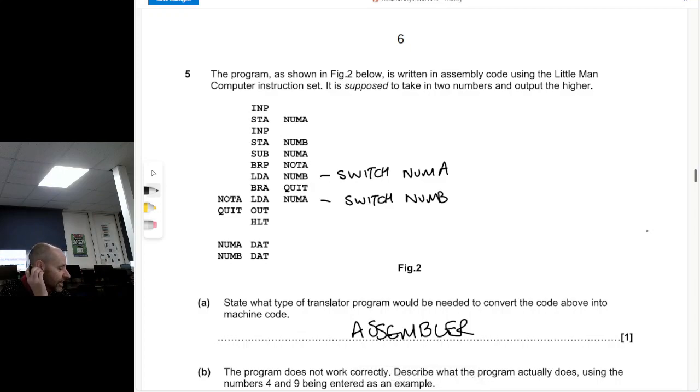Quite a few people did say that. Quite a few people did waffle a bit on that one. But that's all you had to do. That was the fix to the program.